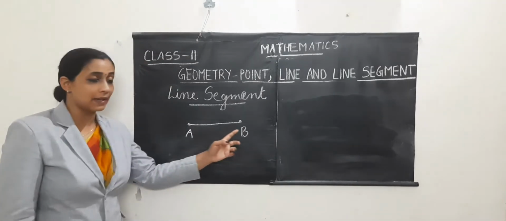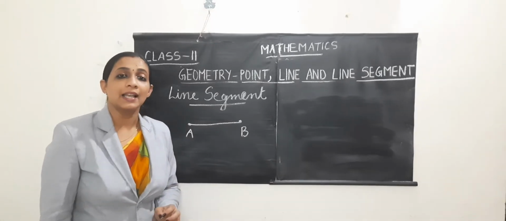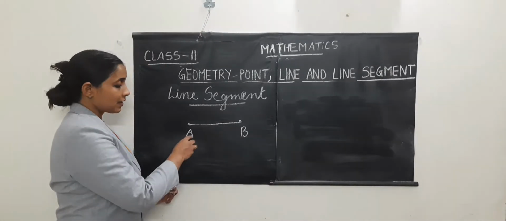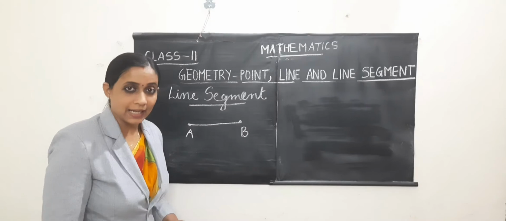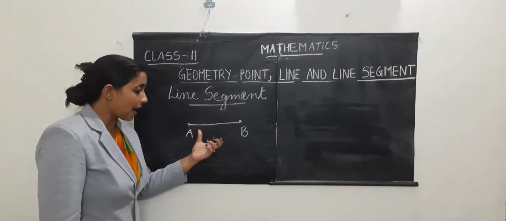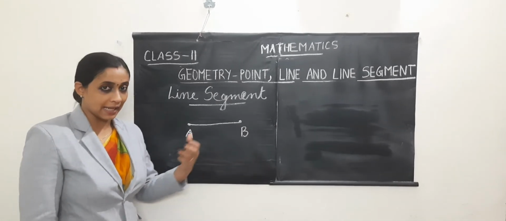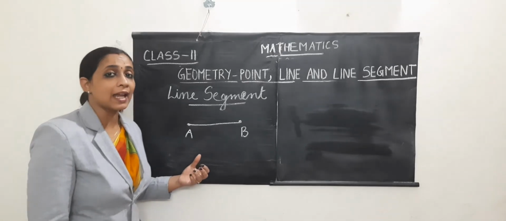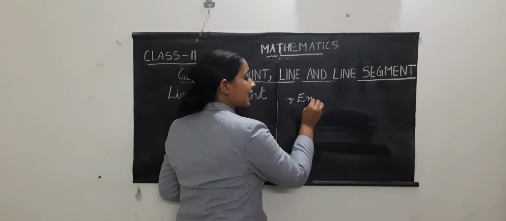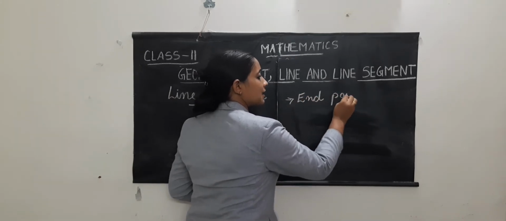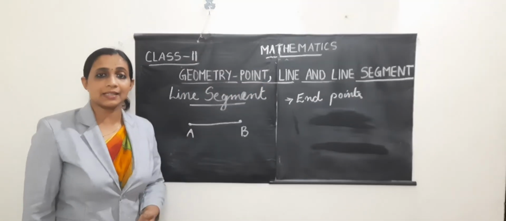A part of a line joining 2 points is called a line segment. First we took 2 points A and B and joined them using a straight line. So what is a line segment? A part of a line joining 2 points. It has end points. A line segment has end points, point A and point B. These are the end points.